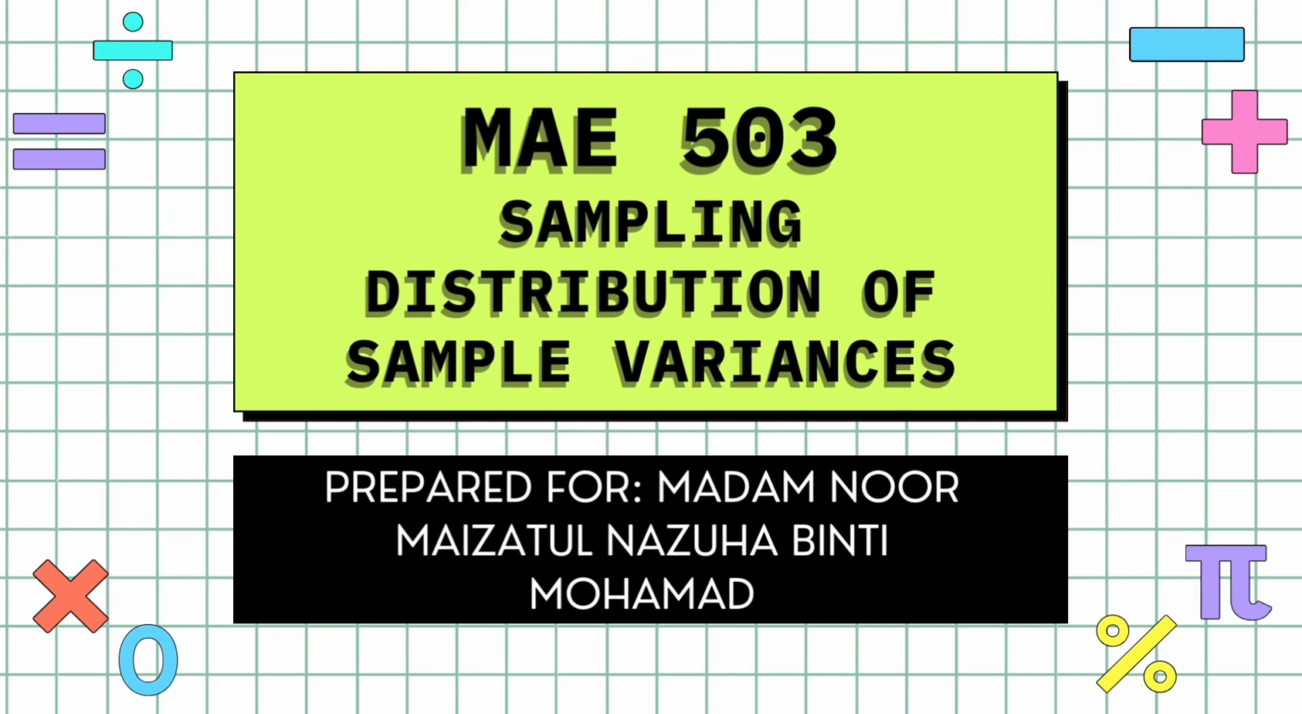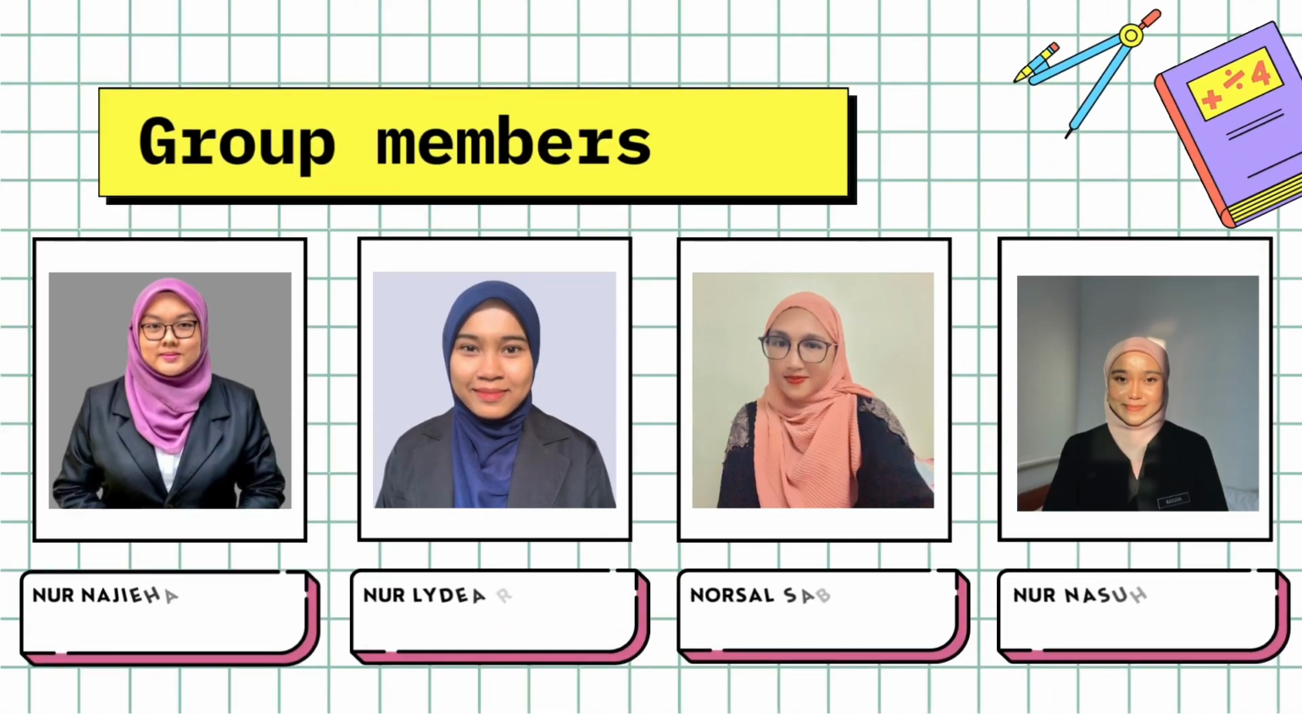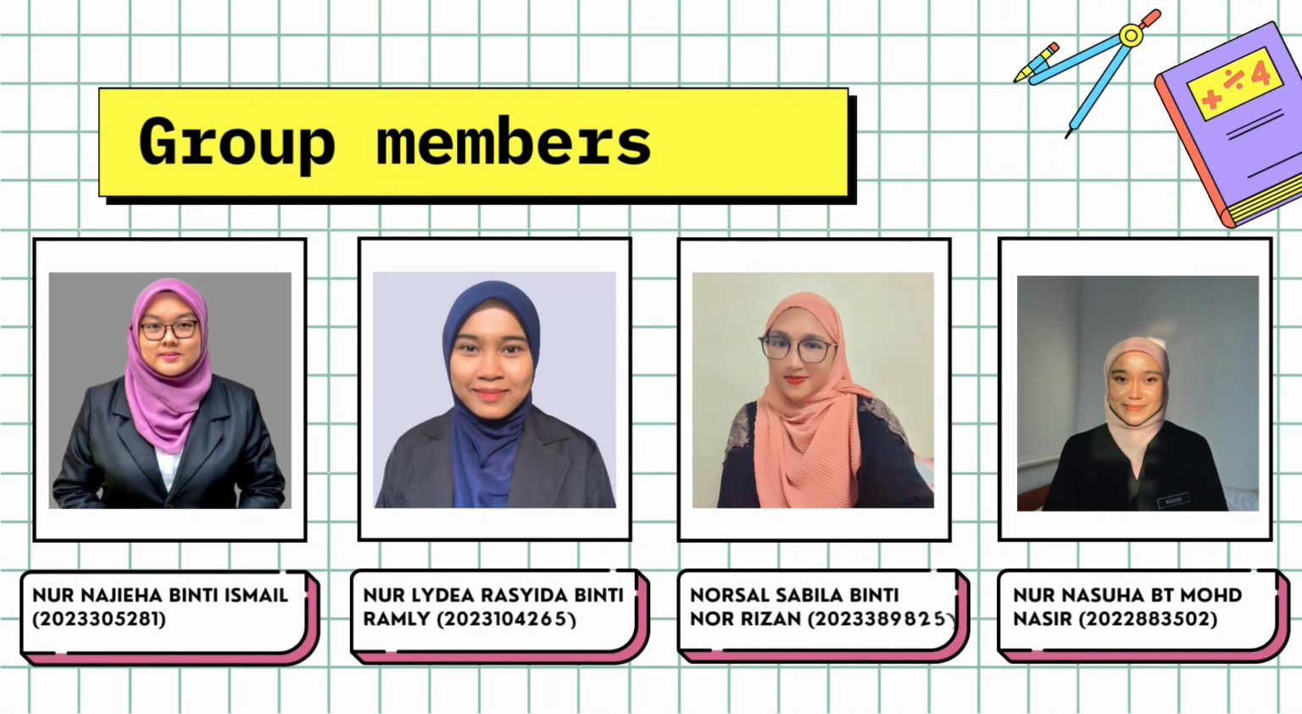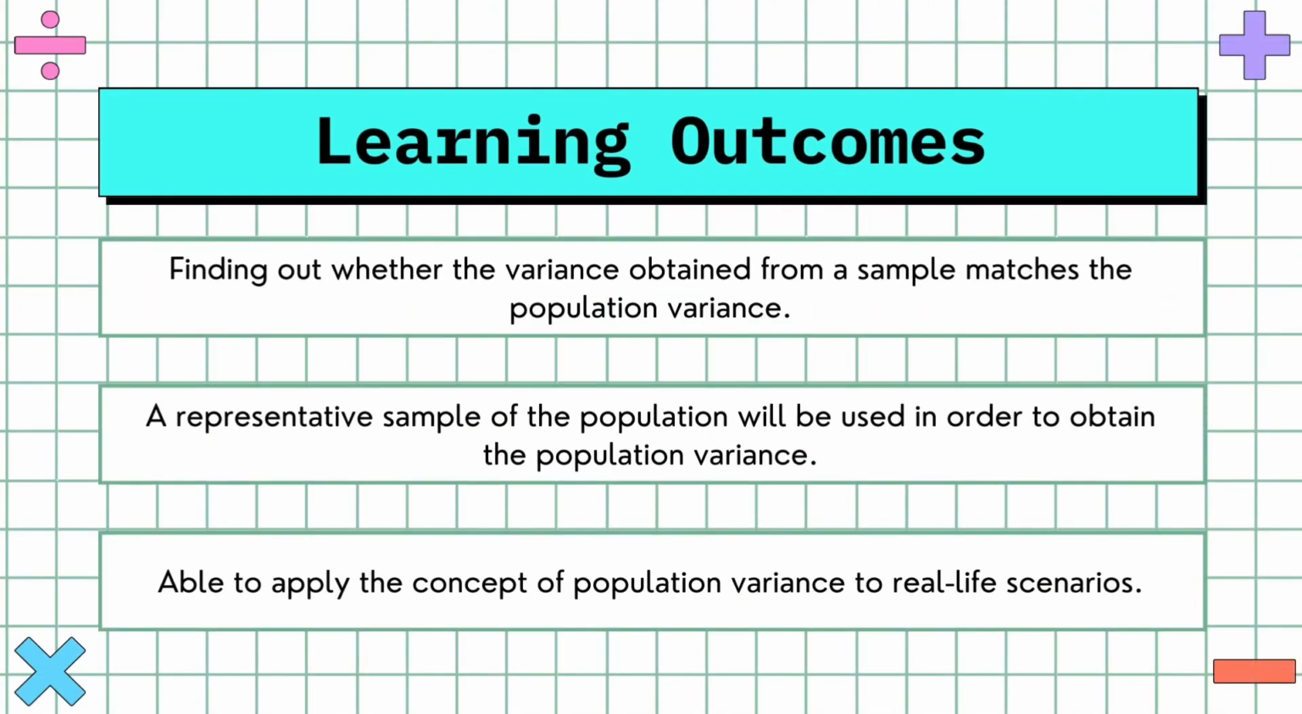We are from Group 5 from ED 2492A. We will discuss the sampling distribution of sample variance. These are our group members: Najah binti Ismail, Norida Rashidah binti Ramli, Nur Salsabila binti Norizan and Nona Suha binti Muhammad Nasir. Our learning objective from this topic can be summed up as 3 learning outcomes.